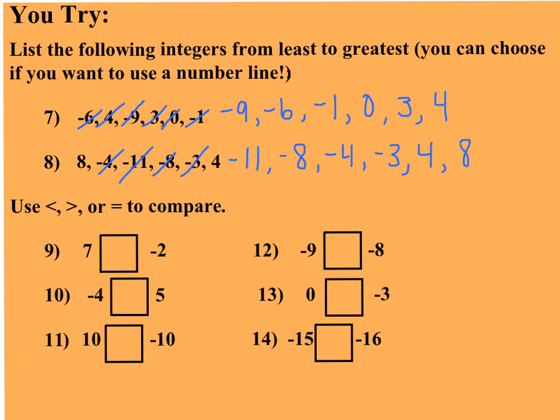Good job. Now let's use our less than, greater than, or equal to compare. For 7 and negative 2, 7 is greater than negative 2. Number 10, negative 4 is less than 5. Number 11, 10 is greater than negative 10. Number 12, negative 9 is less than negative 8. Number 13, 0 is greater than negative 3. And number 14, negative 15 is greater than negative 16.